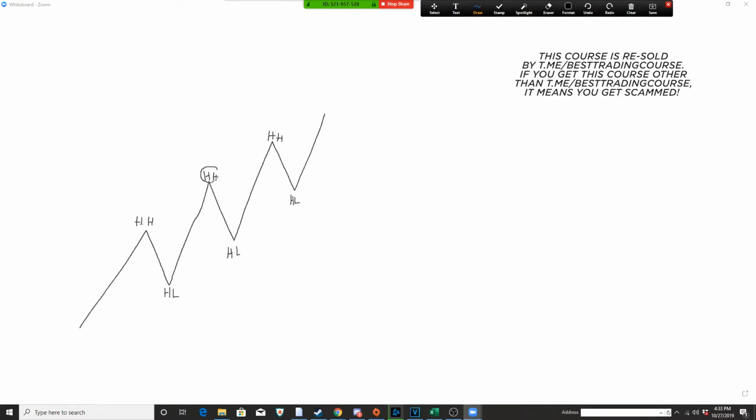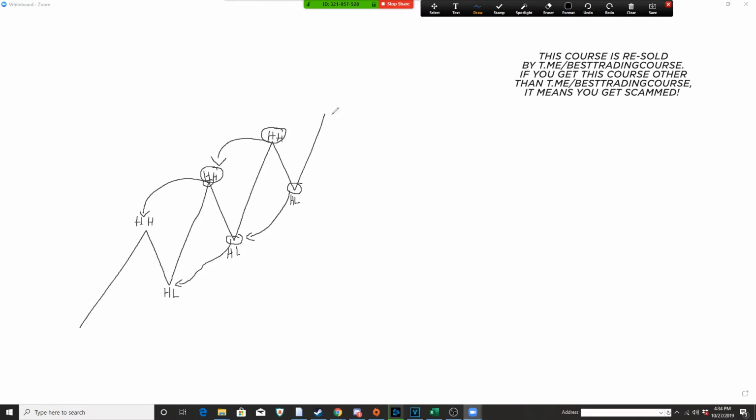Now this is a higher high because this high is higher than our previous high, right? And this is a higher low because this low is higher than our previous low. Price will always be making higher highs and higher lows if we're in a bullish market condition. Again, this is a higher high because this high is higher than our previous high, and this is a higher low because this low is higher than our previous low.